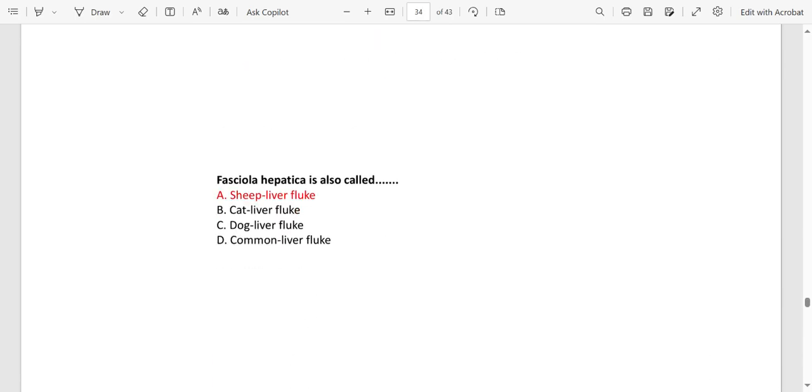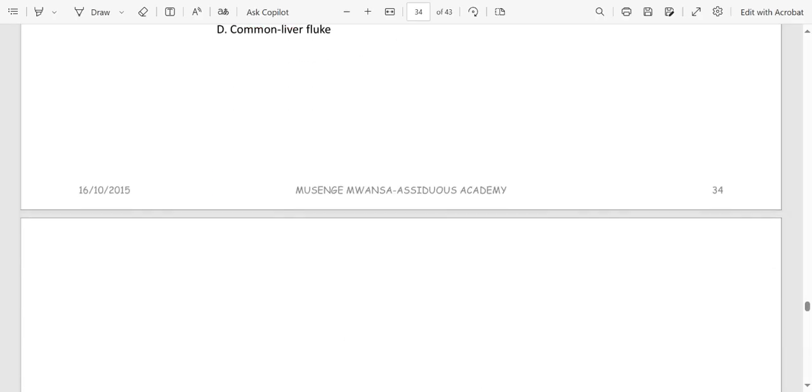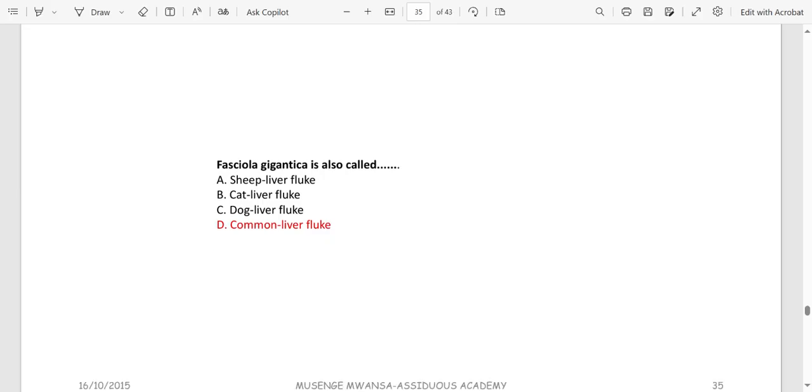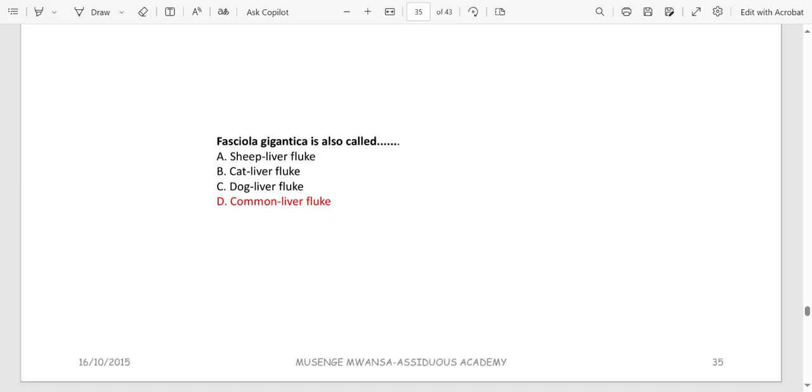Fasciola hepatica is also called? So we said Fasciola hepatica is the sheep liver fluke, and these questions are from last year's test too. Fasciola gigantica is also called? So the gigantica is the common liver fluke or the giant liver fluke.